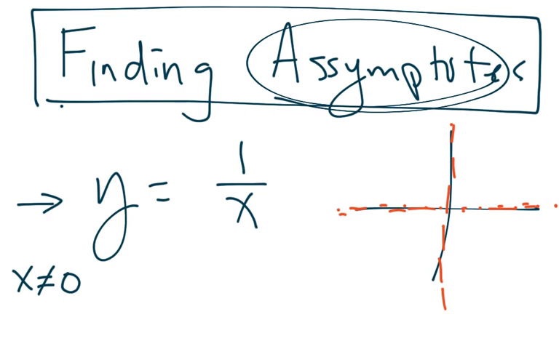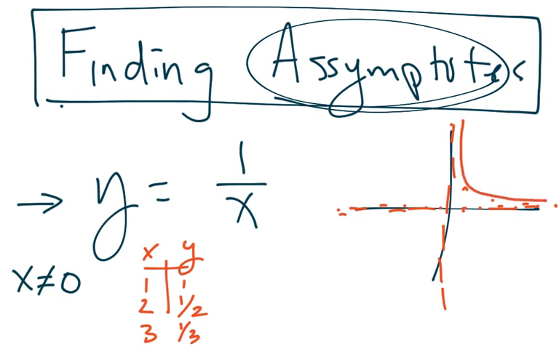And we're going to talk more about that. So the graph of y equals 1 over x, let's just create some points to double check ourselves. If I put a 1 in for x, I get a 1 for y. If I put a 2 in for x, I get 1/2. If I put a 3 in, I get 1/3. So here's (1, 1), here's (2, 1/2), here's (3, 1/3). What we find out is the graph looks like this.